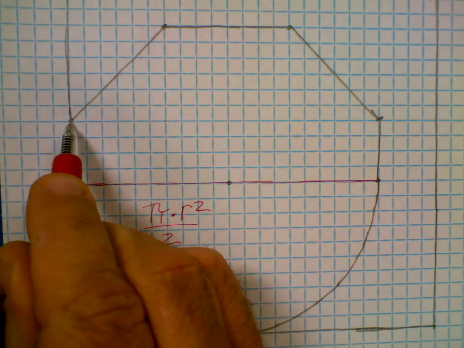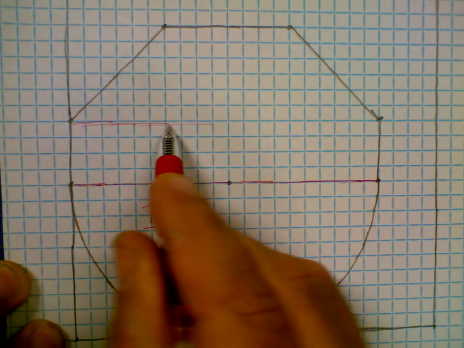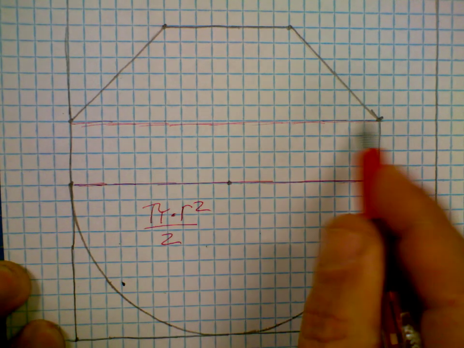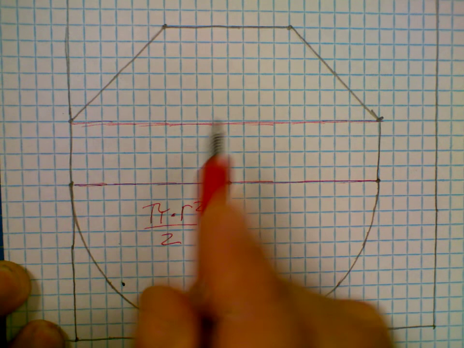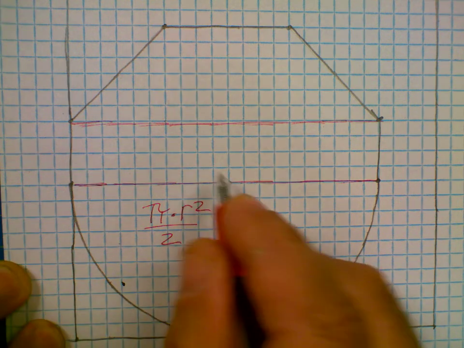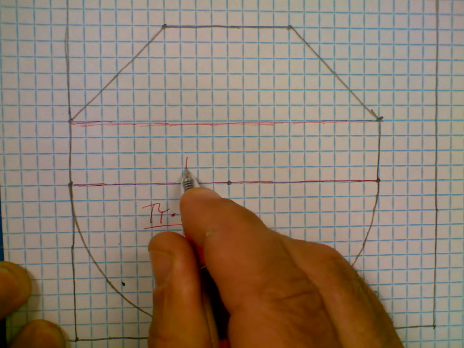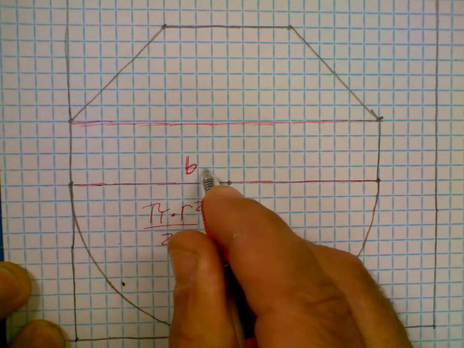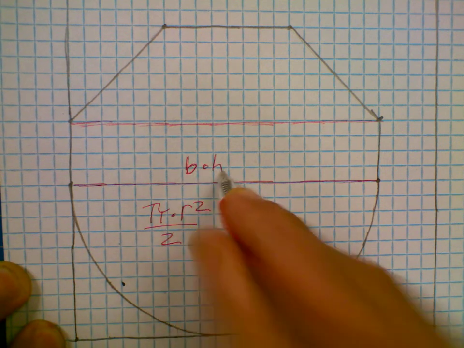Then it seems pretty obvious that we have a nice long rectangle here. And the area of a rectangle, of course, is the base times the height.